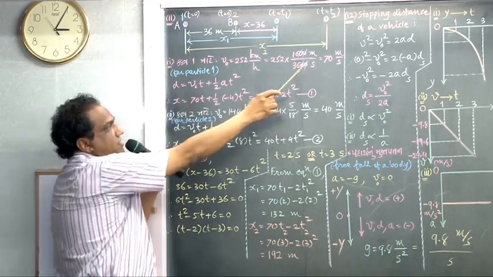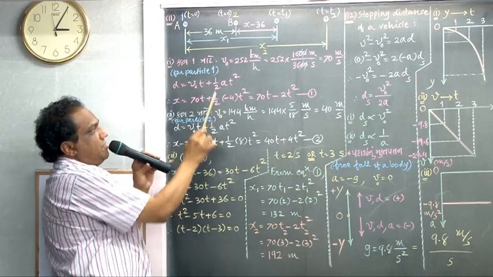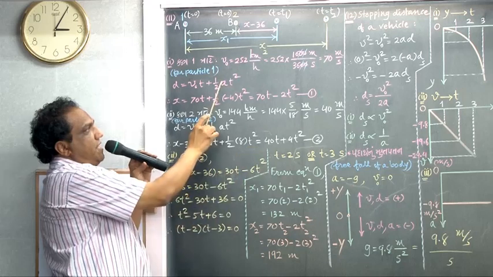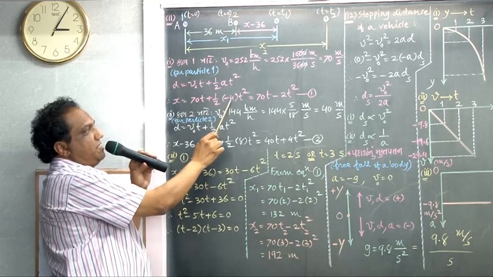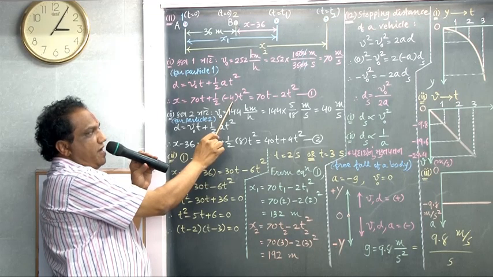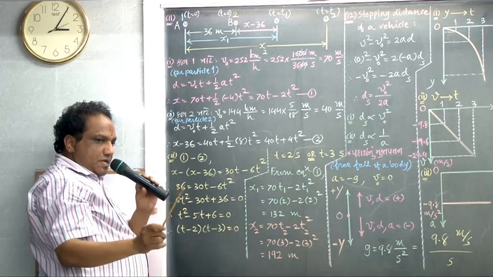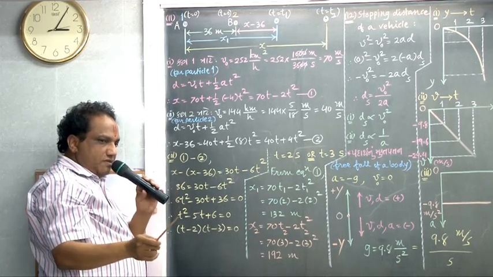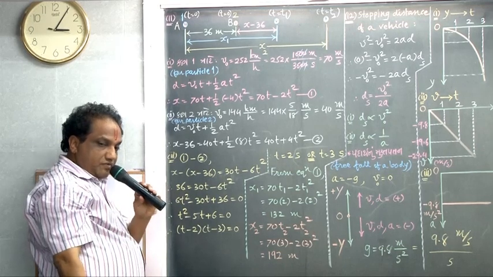Initial velocity for the first particle is 70 meter per second. t as it is, 1 by 2 as it is. Acceleration for the first particle you are given in the statement: minus 4 meter per second square into t square. In this statement, what have they given? Acceleration of first particle, minus 4 meter per second square.